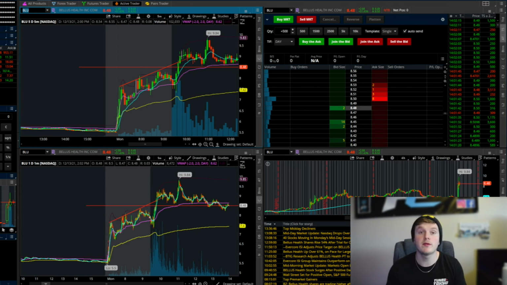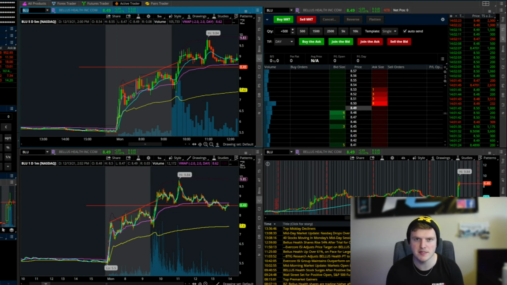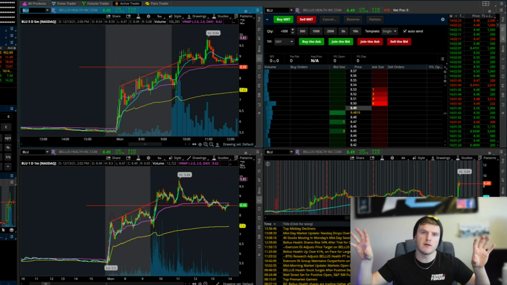Now, before we really break down what float is, we have to break down first what shares outstanding means. Shares outstanding means every single possible share of the company, unrestricted and restricted shares combined.